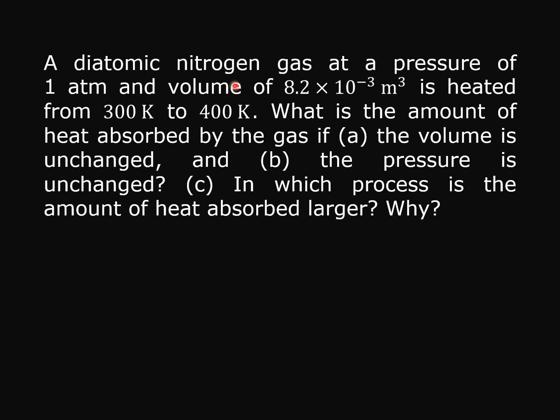A diatomic nitrogen gas at a pressure of 1 atm and volume of 8.2 × 10^-3 m³ is heated from 300 Kelvin to 400 Kelvin. What is the amount of heat absorbed by the gas if A. the volume is unchanged and B. the pressure is unchanged? C. In which process is the amount of heat absorbed larger? Why?